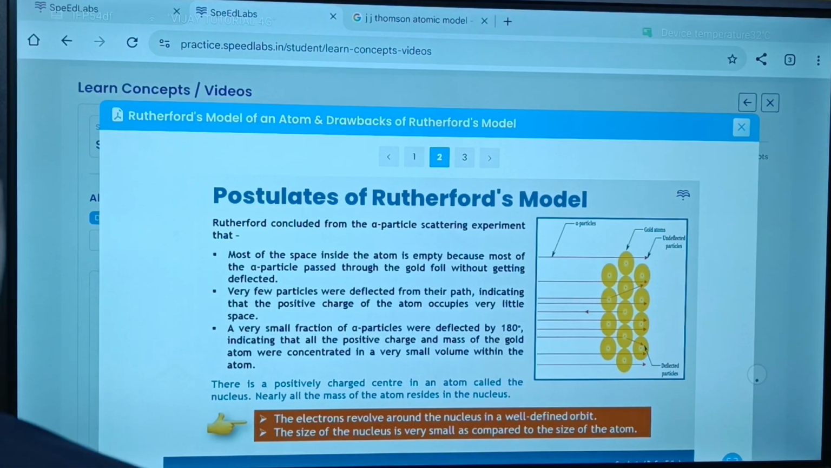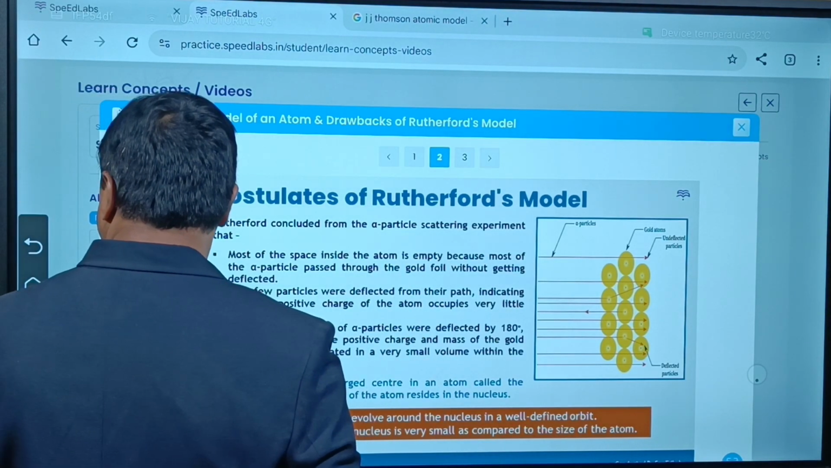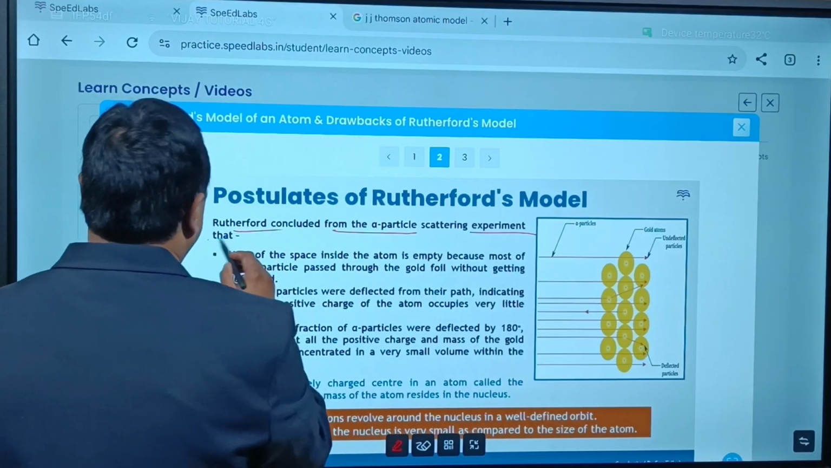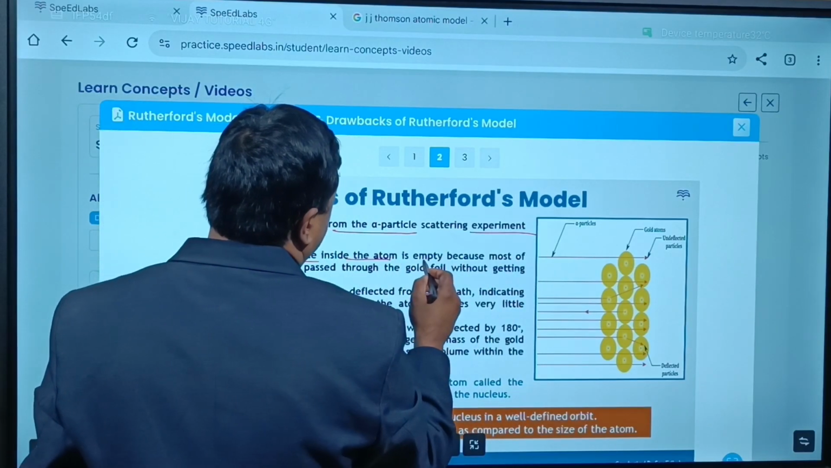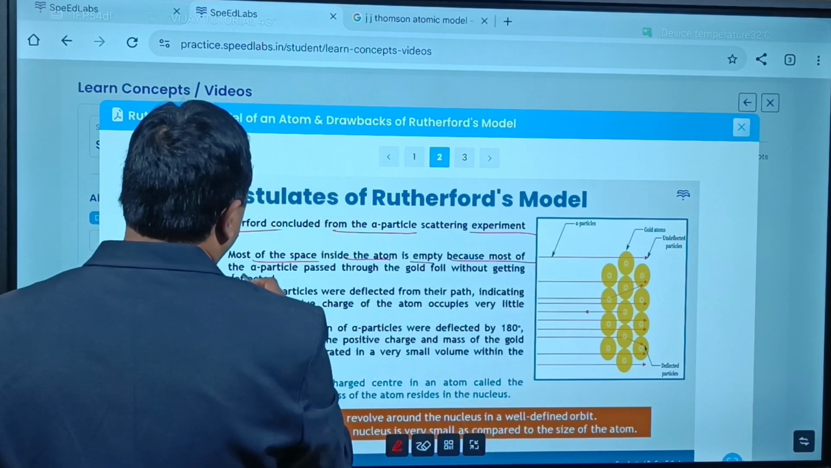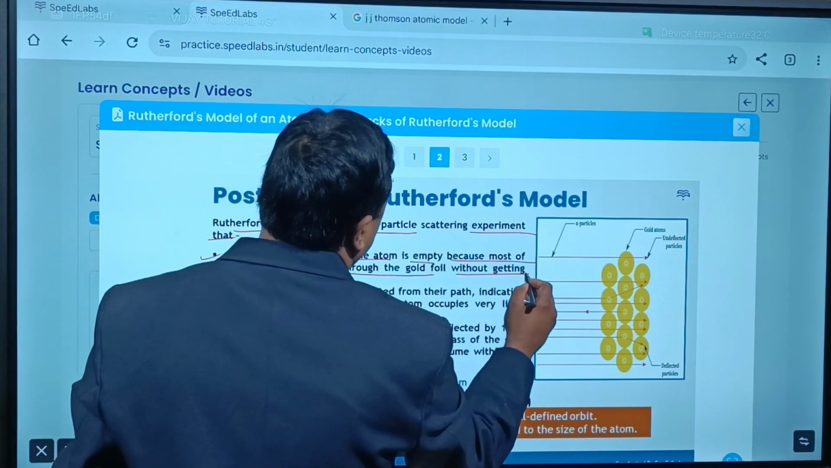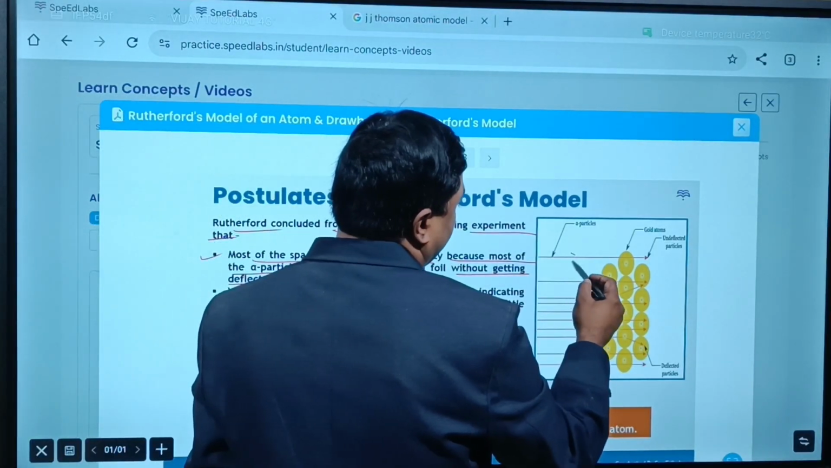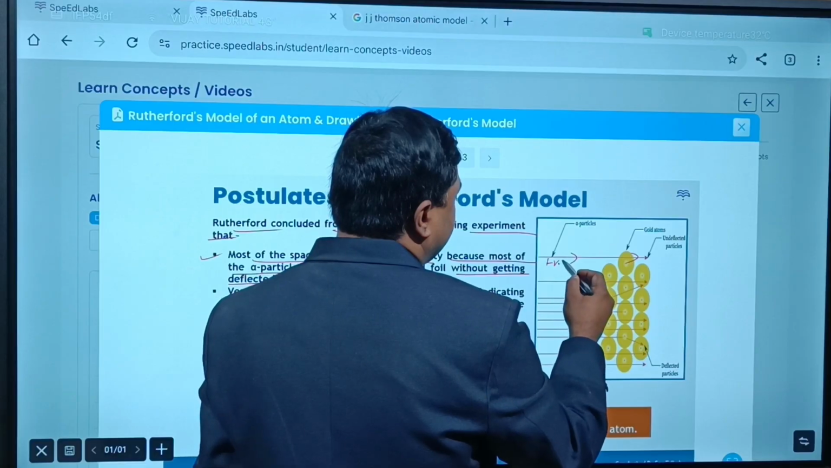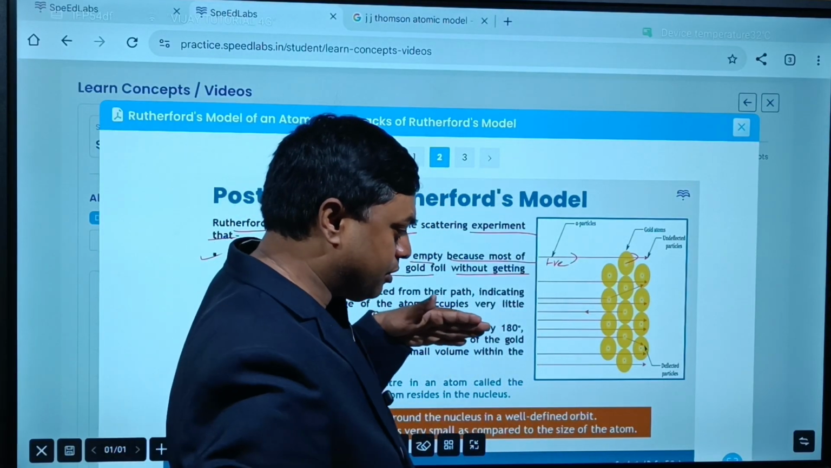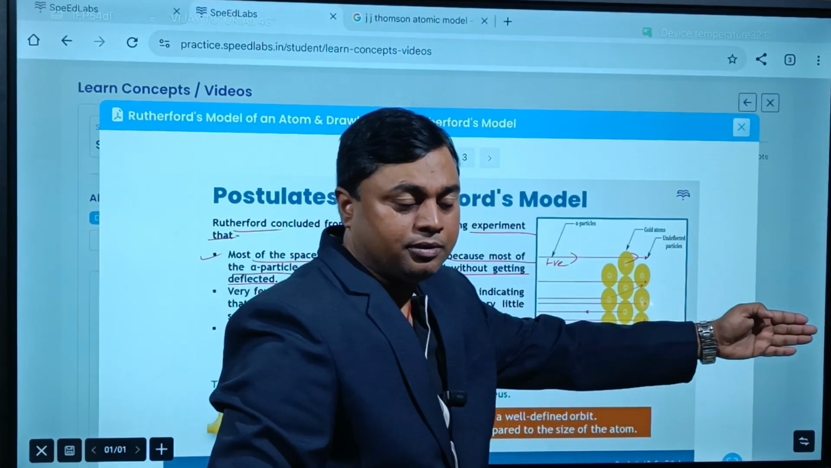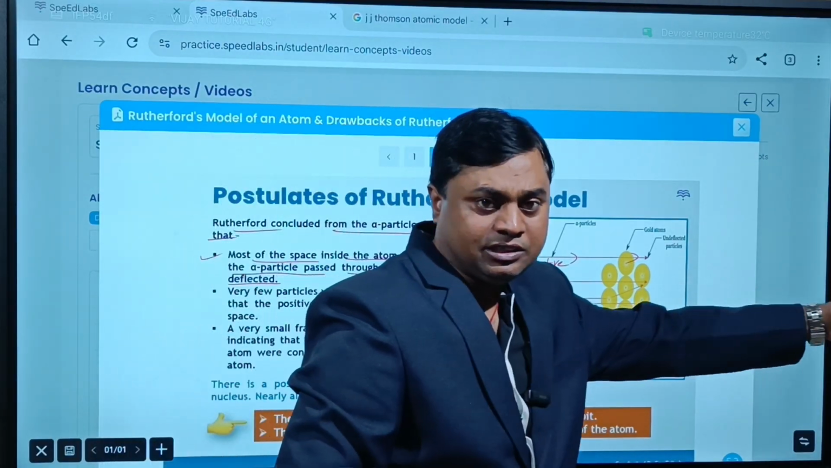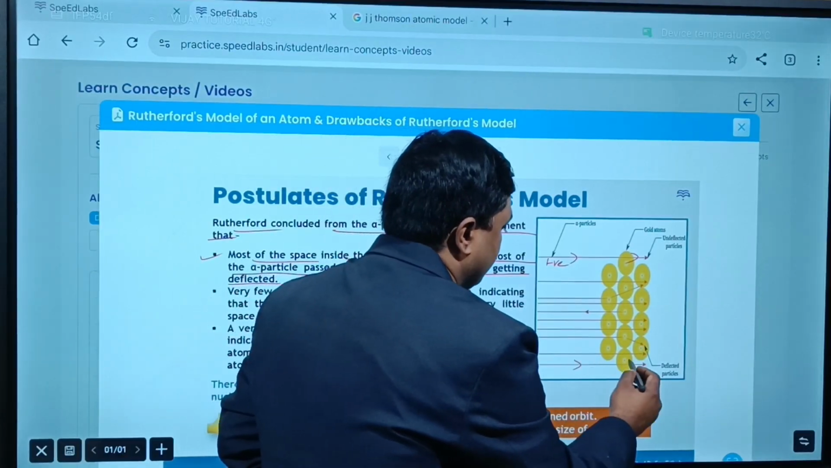Okay, so let's see the postulates. Rutherford concluded from the alpha particle experiments that most of the space inside the atom is empty because most of the alpha particles pass through the gold foil without getting deflected. Yes or no? Most of the alpha particles are passing on, because if it is positive charge and it is neither getting attracted nor repelled after crossing the foil, it means the space is what? Empty. Yes or no? Like that.